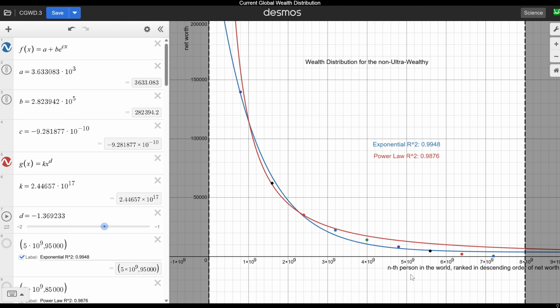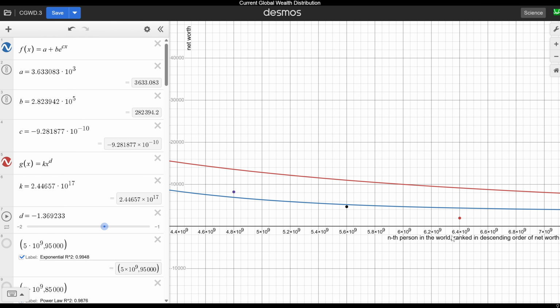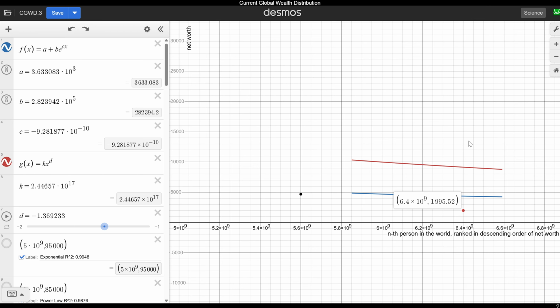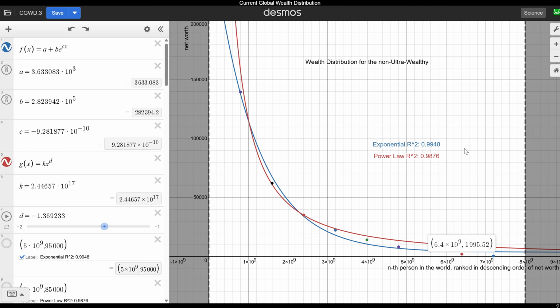Looking at a particular data point, we see that for the 80th percentile, while the exponential curve overestimates by a factor of about 2, the power law curve overestimates by a factor of about 4.5. So the exponential curve looks better for modeling wealth distribution of the non-ultra wealthy. How would it do for predicting the ultra wealthy?